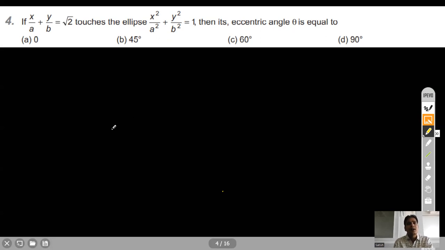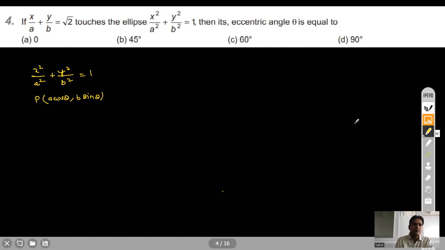We can use the parametric form, right? We can use the parametric form because the question is asking about this eccentric angle θ, right? So we will be able to have the θ in parametric form. So, okay, let's proceed. I'm writing the equation of the ellipse, that is x²/a² + y²/b² = 1, right? And let me assume one point P on this ellipse, which is (a cos θ, b sin θ). For assuming any point on the ellipse or on the given curve, we normally take the help of parametric form. So here also, I am assuming the point P in parametric form, that is (a cos θ, b sin θ), okay?